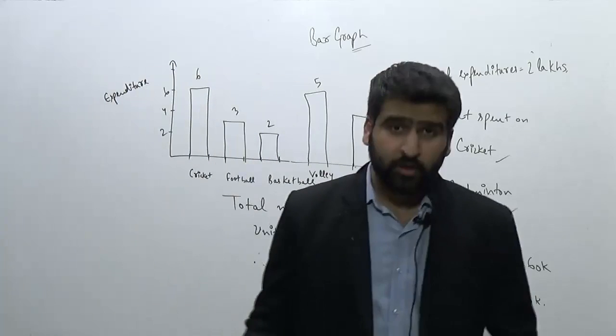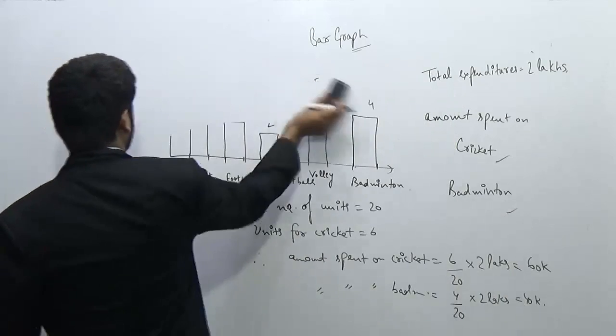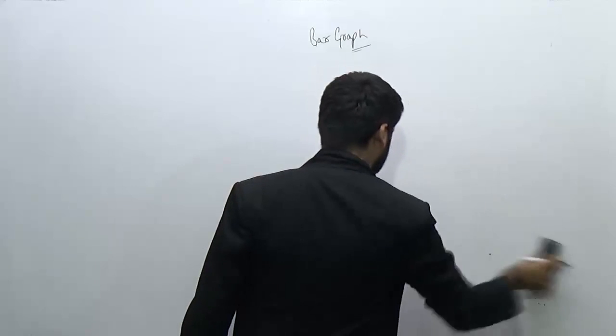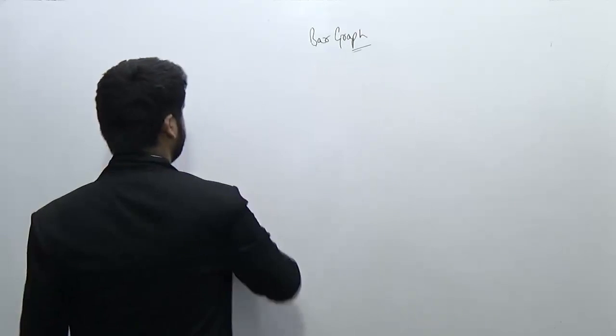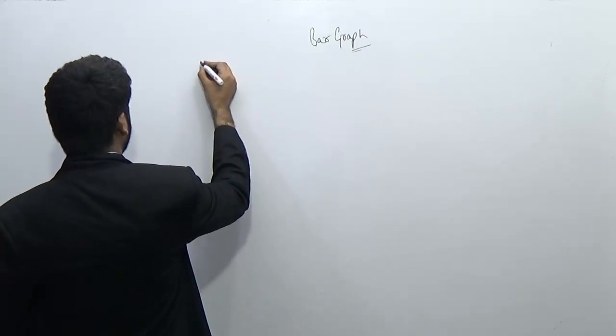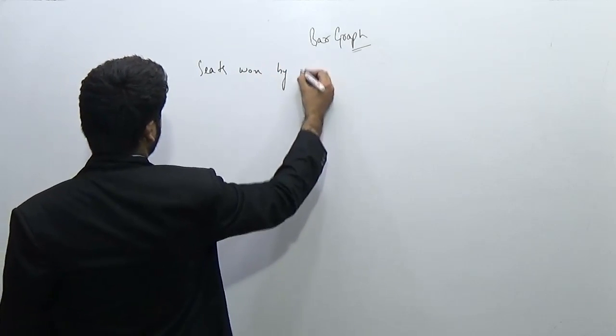Right? Let's see one more problem. It is a pretty easy concept. You should not have any problem in the case of bar graphs. Now the other concept is how to plot a bar graph. This is a very easy one. Let's say the seats won by political parties are given.